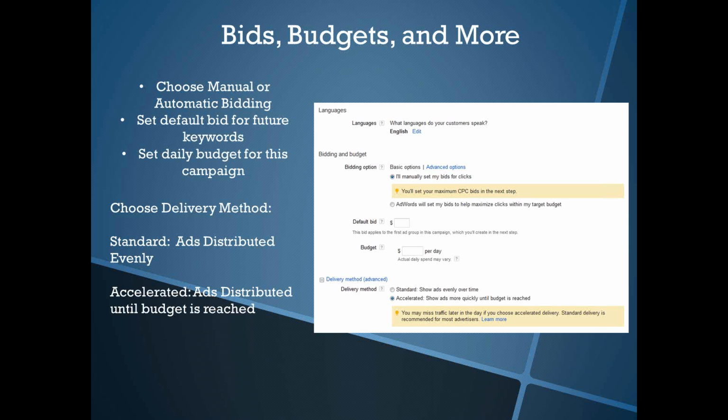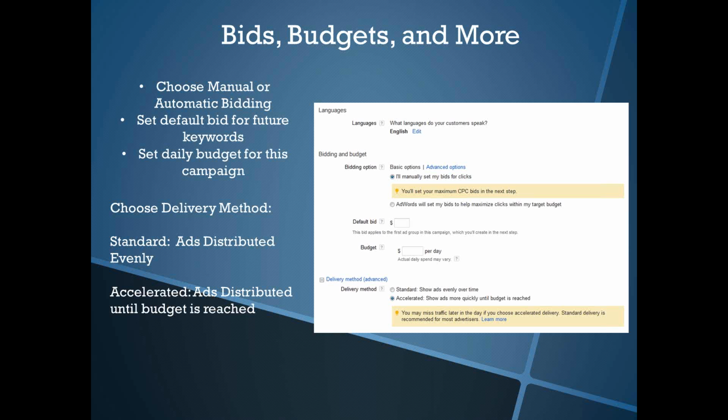The next thing you want to do is set your budgets. And this is important to make sure that you're not spending more every day than you want to. So if you want to spend $3,000 a month on Google AdWords and you're advertising for 30 days, you should set your budget at $100 per day for all your campaigns, and then you can break that down within campaigns.